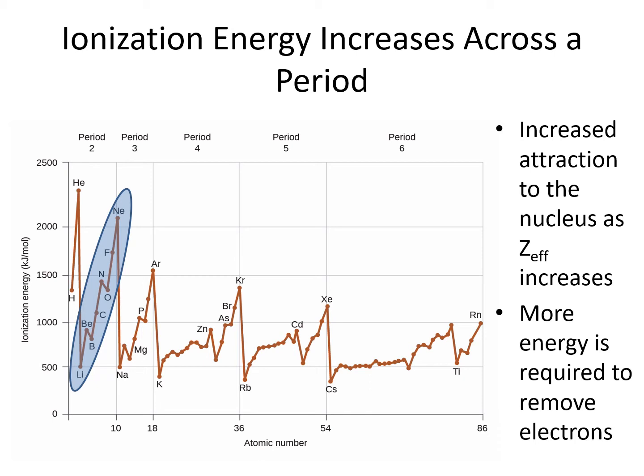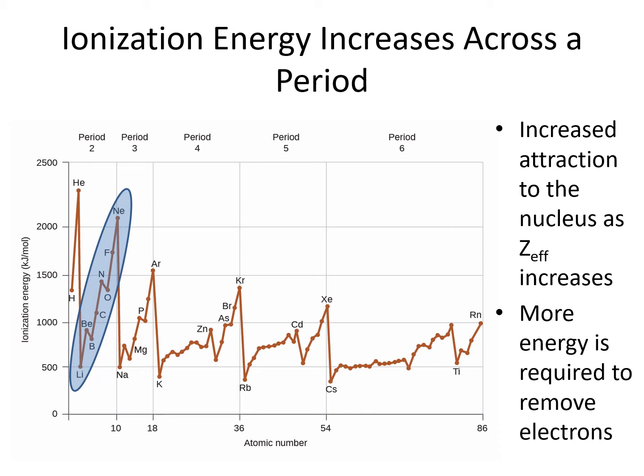Again, the overall trend is made up of two individual trends, one going across a period and one going down a group. The reasons for the trends will actually be the same as the reasons for atomic radius, though in terms of numbers, the trends are opposite.